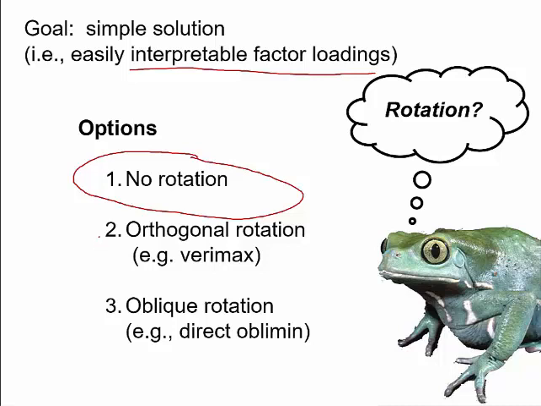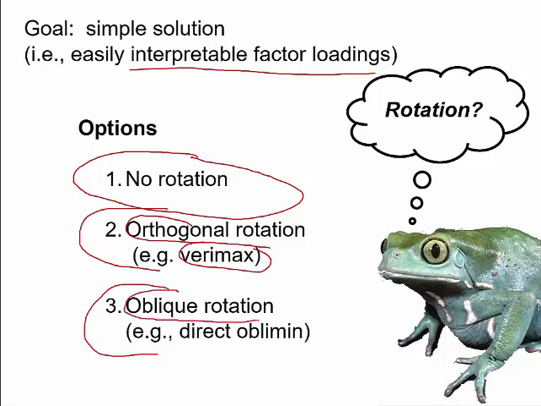So the 2 options for rotation are to do something called orthogonal rotation or oblique rotation. And we're going to talk about those next. One type of orthogonal rotation that's the most common is something called Varimax rotation. And if you're using SPSS to do data analysis and you want to do oblique rotation, the option you would select there is usually something called direct Oblique, I think is how you pronounce that, is a type of oblique rotation.